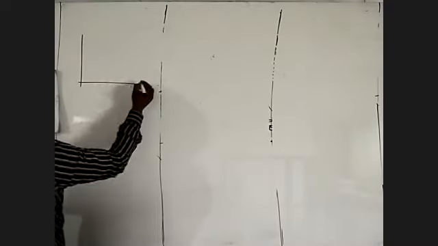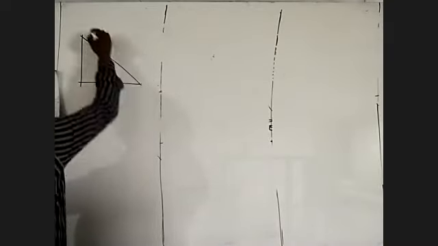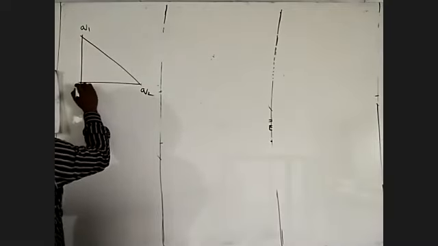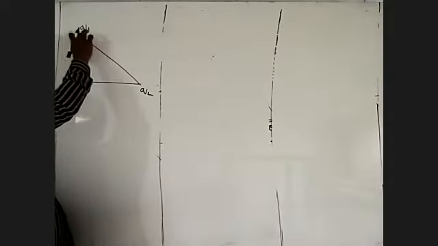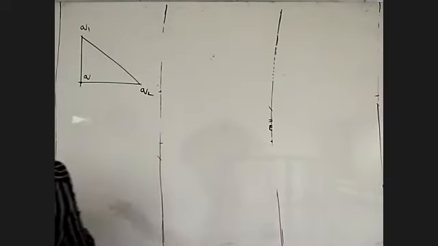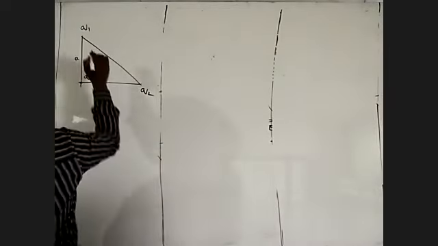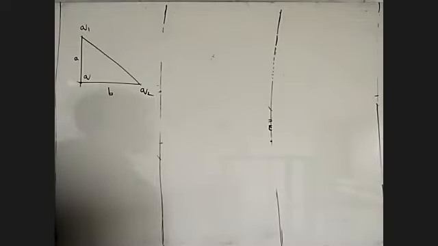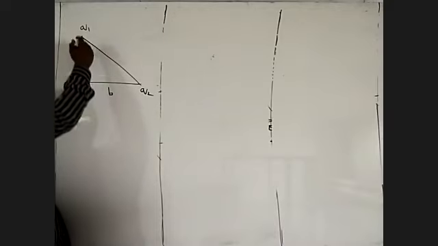Now next problem, you are seeing this one. This is a Q1 charge, this is a Q2 charge. At this point is the test charge Q. The distance between the charges is A and B. This is the origin point. This is Q1. This is Q.